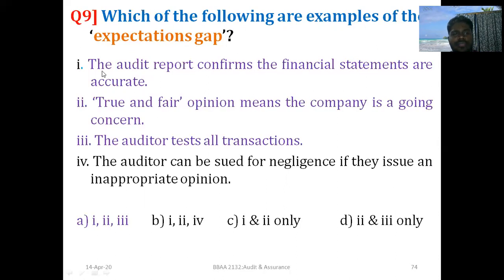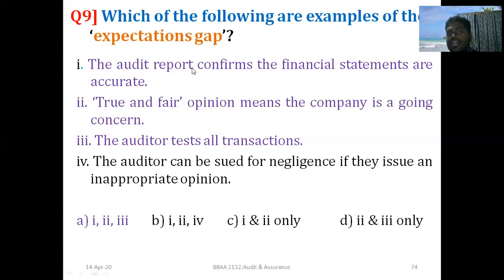The first answer says, the audit report confirms the financial statements are accurate. Yes, this is a reason for the expectation gap. Users think so. I'm a user, so I think so. The final output of an audit is the audit report. Does the audit report confirm or make sure the financial statements are accurate? No.